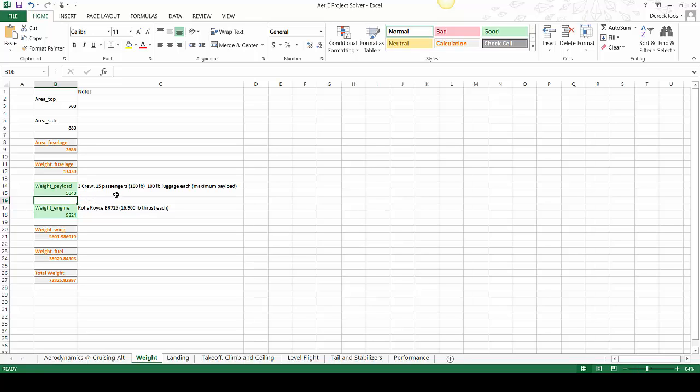That's 18 people on the plane, 3 crew, 15 passengers at 180 pounds apiece, and 100 pounds of luggage for each of these people. Those are rough estimates based on what I think should be on my plane. Now where this all begins to take shape, literally, is with the fuselage.